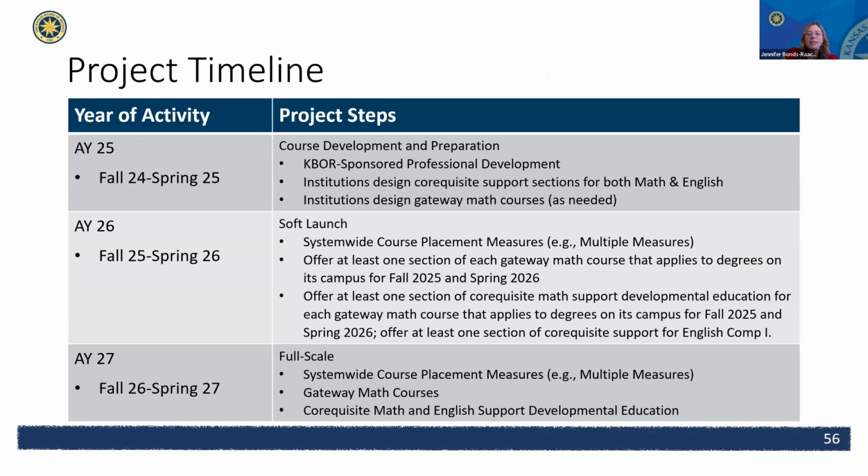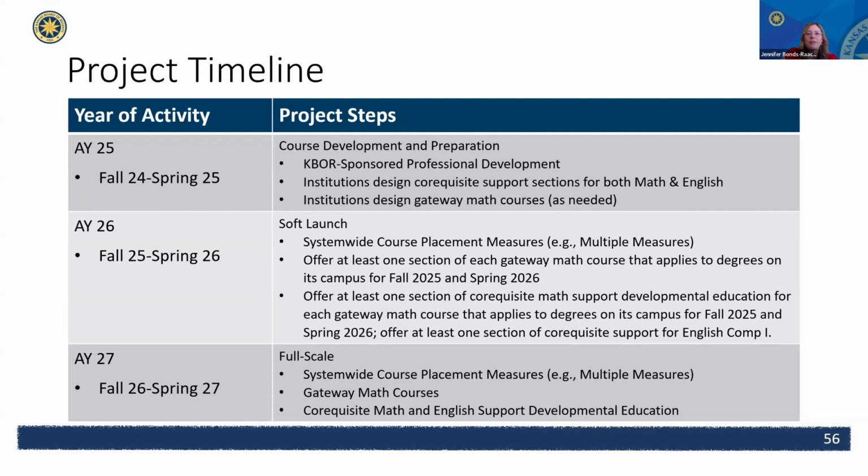And then finally, let's take a look at the project timeline. This information is pulled from the performance agreements report, so you've likely seen it before. For the fall 2024 semester and for academic year 2025, KBOR is working to provide sponsored professional development for a variety of stakeholders. At this time, institutions are also developing their co-requisite support sections for both English and math, and designing any of the gateway math courses that might be needed.